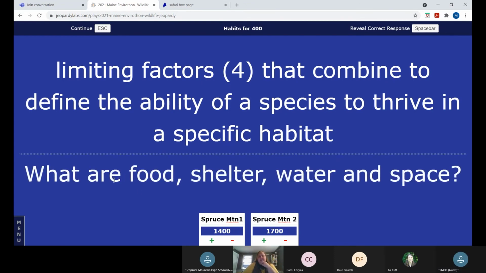Food, shelter, water, and space. For each species, they have their own requirements for each of those four factors. And depending on what that balance is will determine what their home range size is and how big of a habitat space that they need.